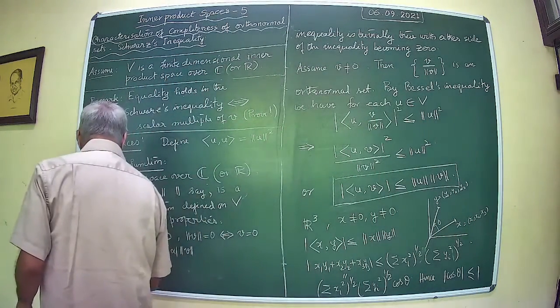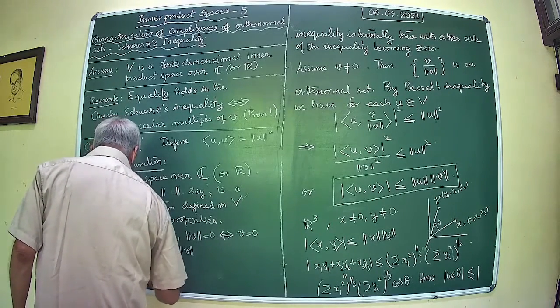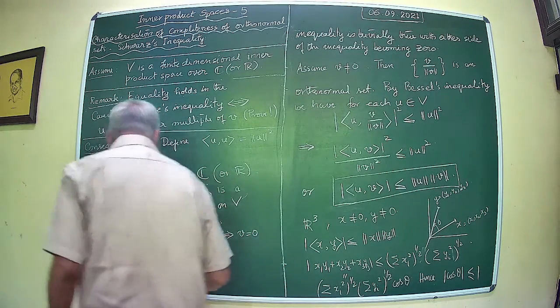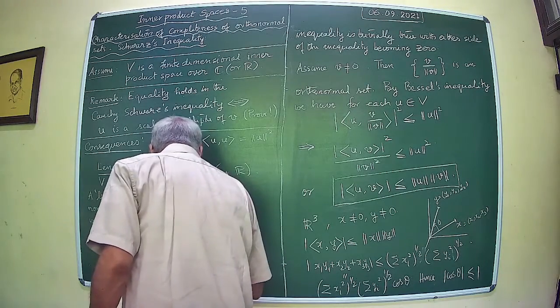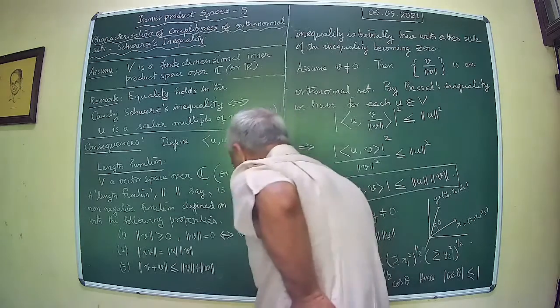The third property is the triangular inequality. This is what we have, the following.